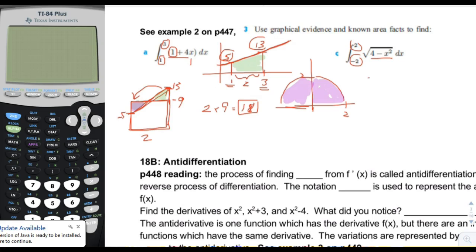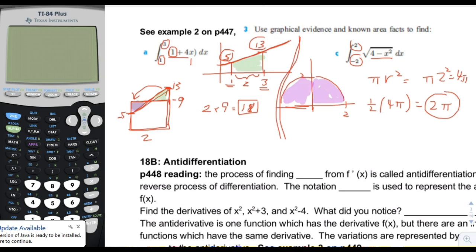So a full circle with radius 2 would be pi r squared, which would be pi times 2 squared, which is equal to 4 pi. And in the case that we're doing half a circle, it would be half of 4 pi, which would be 2 pi. Okay? So for C, the answer would be 2 pi, or 6.28.